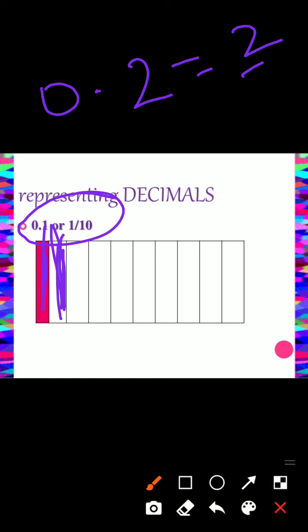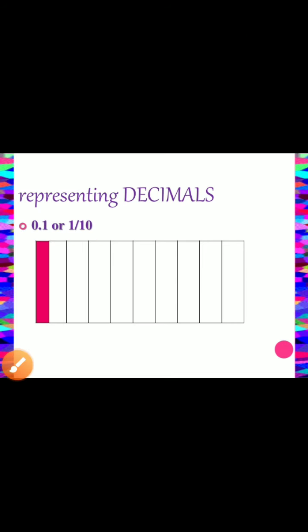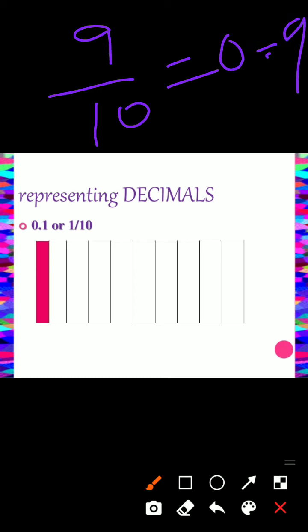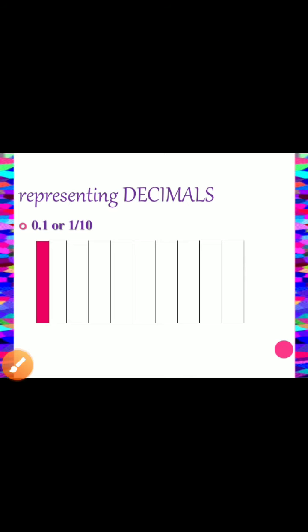Okay, you want to represent 0.2, so how will you represent it? You will color two parts, 1 and 2, or you can write it as 2 upon 10. You want to write 9 upon 10, so you can write it as 0.9. With 9 upon 10 or 0.9, it means you will color 9 blocks out of 10.